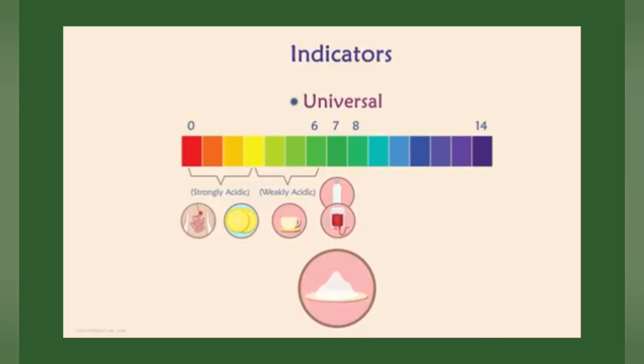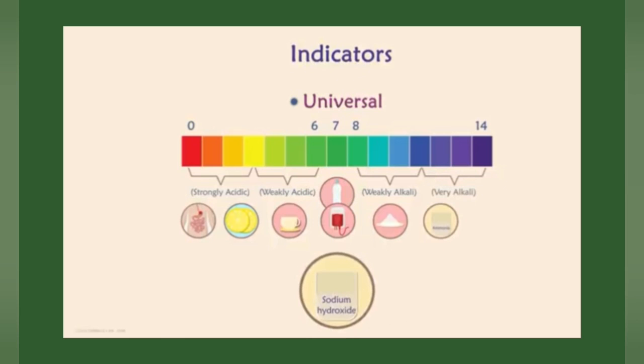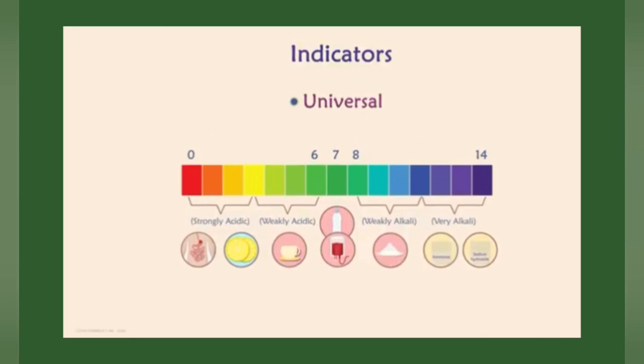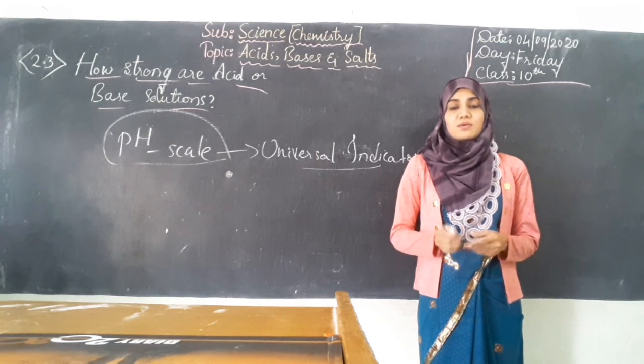Baking soda has a pH of around 8.3, which tells us that it's weakly alkali. Household ammonia has a pH of around 12. Yes, very alkali. And a sodium hydroxide solution has a pH of close to 14. Extremely basic. And that was about today's class.